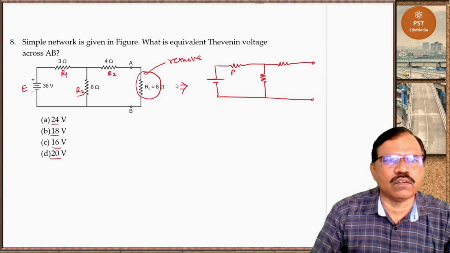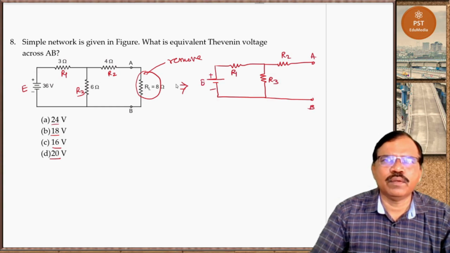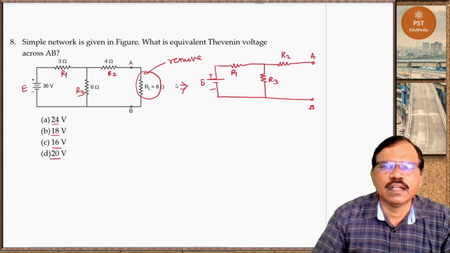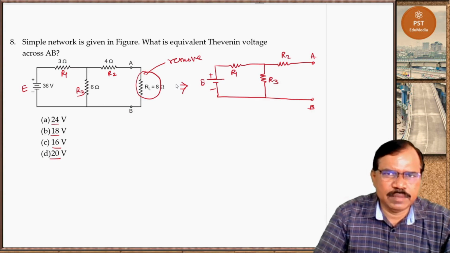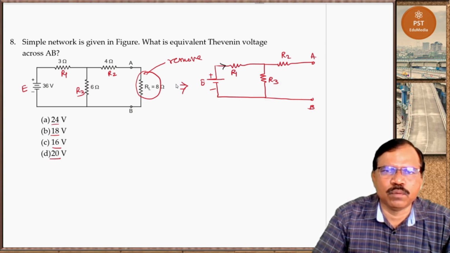So it is R1, R2, R3, AB plus minus E. Now if we see here, terminals A and B are open, so no current will flow through R2. So current will flow like this.